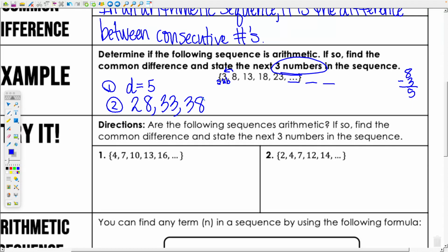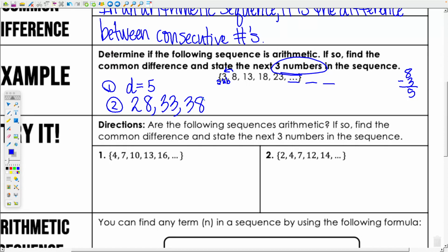Nice job. All right, so there will be times when we will try to trick you, and we will give you a sequence that's not arithmetic, and I need you to know when it is and when it isn't, because if it's not arithmetic, you don't have a common difference, and you're not going to be having to give me the next 3 numbers in the sequence.